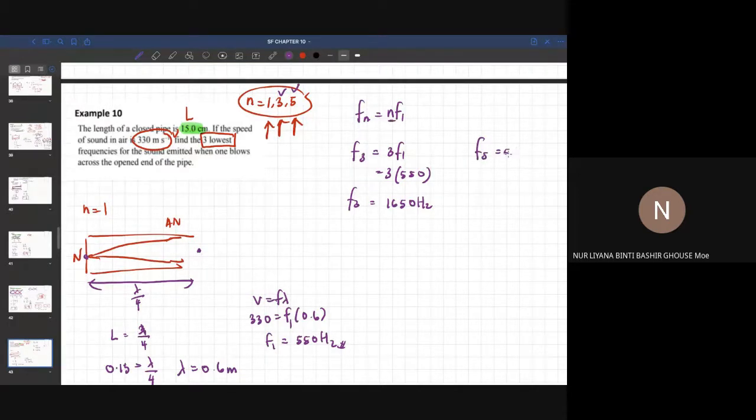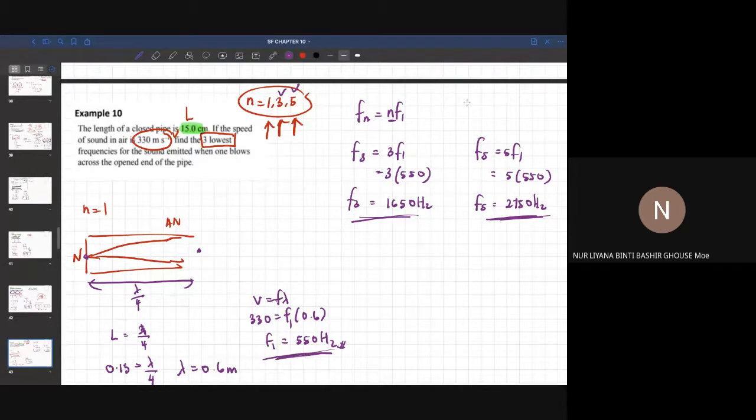Okay, lepas tu kalau Miss nak untuk frekuensi yang kelima, so kita tahu frekuensi yang kelima N kita kat sini 5 darab dengan F1. So kita equals to 5 darab dengan F1 which is 550. So kita dapat frekuensi yang kelima is equals to 2750 Hz. So this one is untuk frekuensi yang kelima dan ketiga dan pertama.